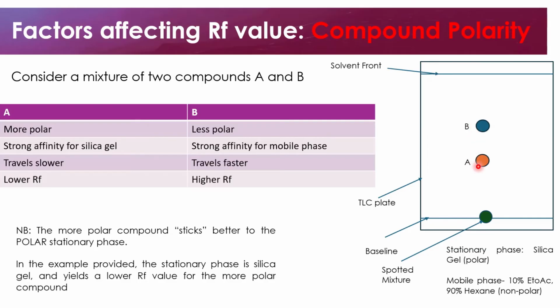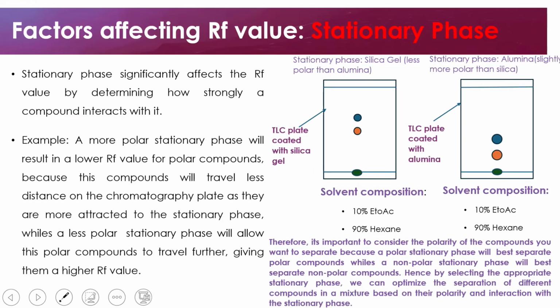And this is also compound A with a lower RF value because of a strong affinity for the stationary phase and a less affinity for the mobile phase. Let's now see how the stationary phase affects the RF value in chromatography.